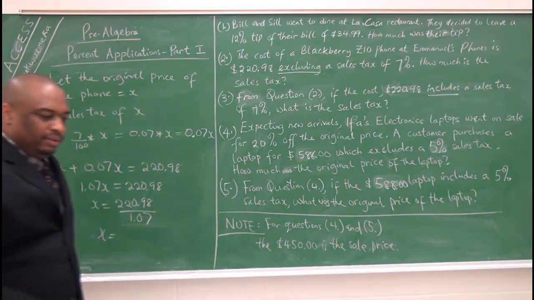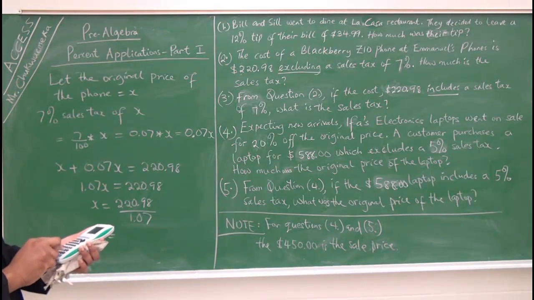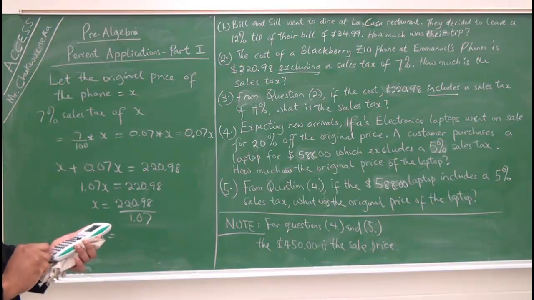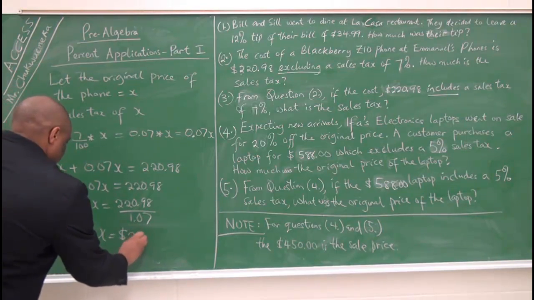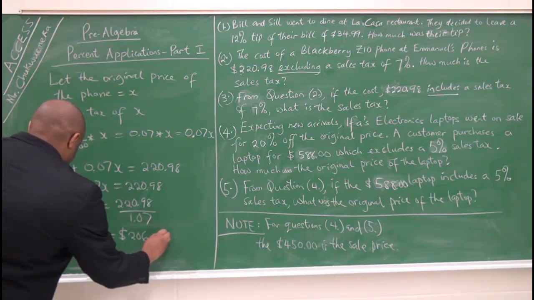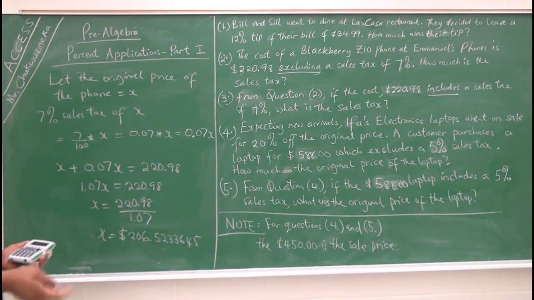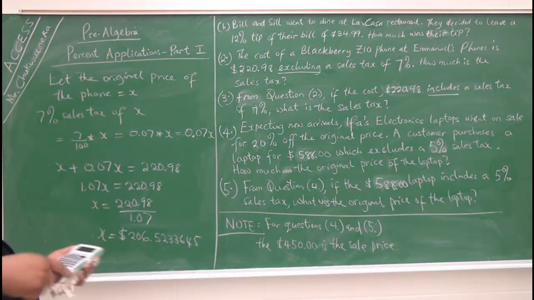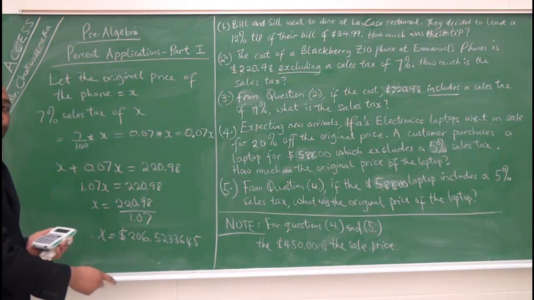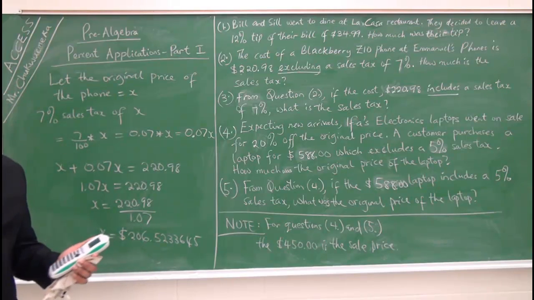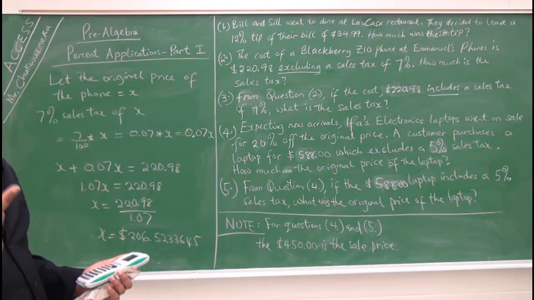So what is our X now? When we do that, $220.98 divided by 1.07 gives us 206.5233645. We don't need to round up anyway. We just write it as it is. Now, this is the original price of the phone, $206.52. But I'm not going to round up because I still want to find the sales tax.